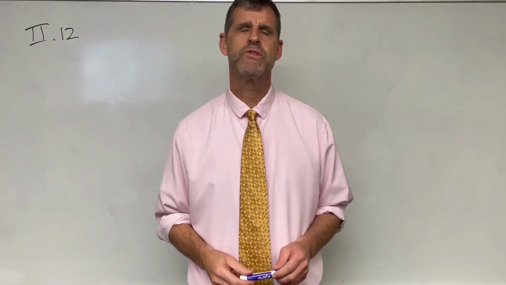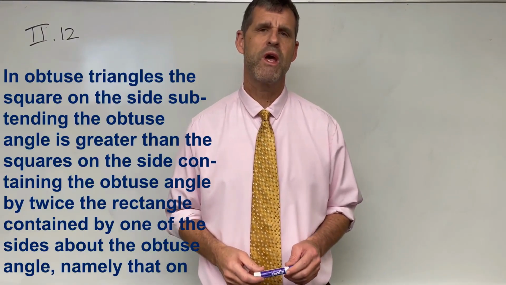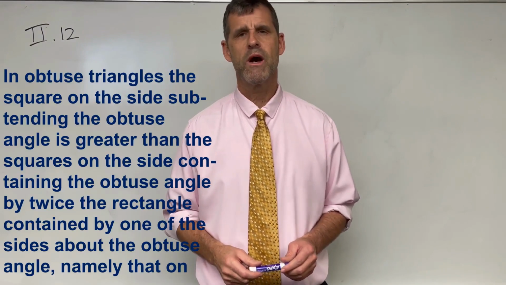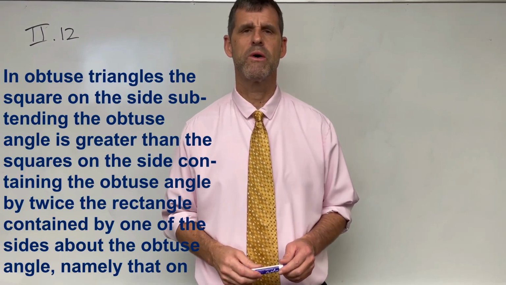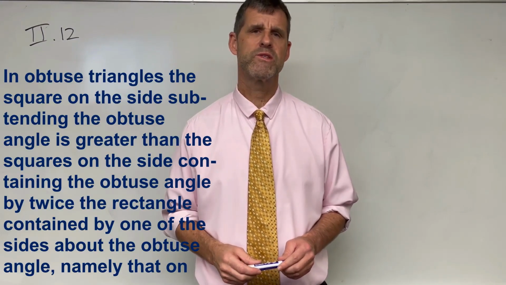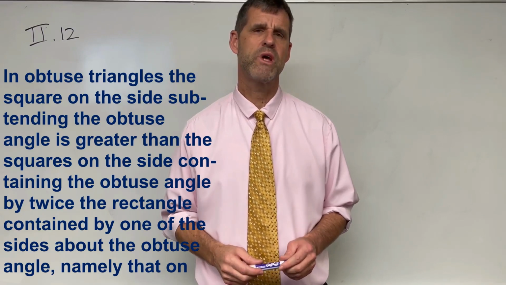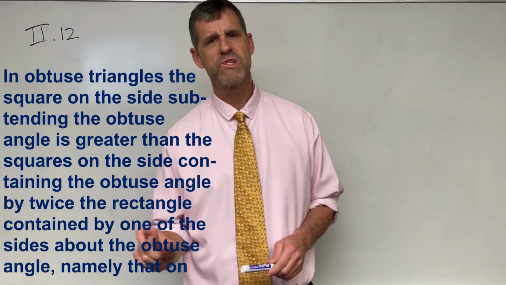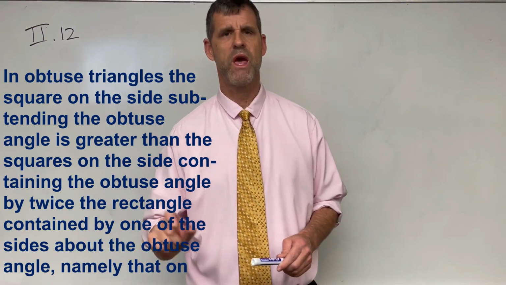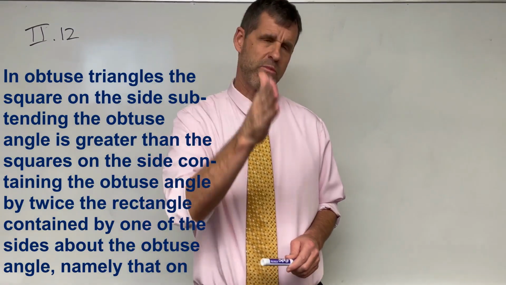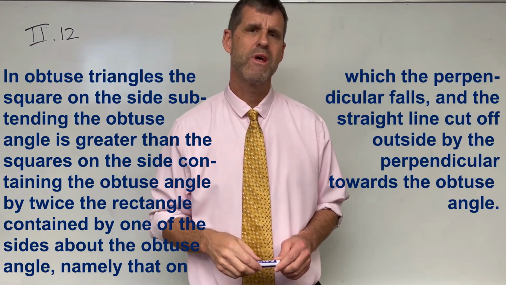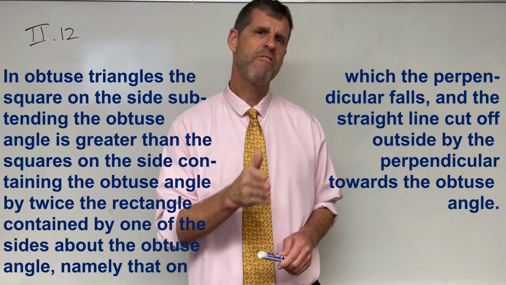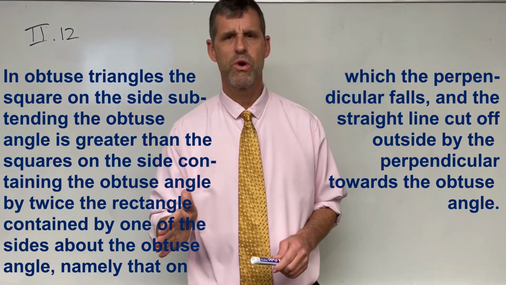Euclid's Elements, Book 2, Proposition 12. In obtuse angled triangles, the square on the side subtending the obtuse angle is greater than the squares on the sides containing the obtuse angle by twice the rectangle contained by one of the sides containing the obtuse angle, namely that on which the perpendicular falls, and the straight line cut off by the perpendicular towards the obtuse angle.